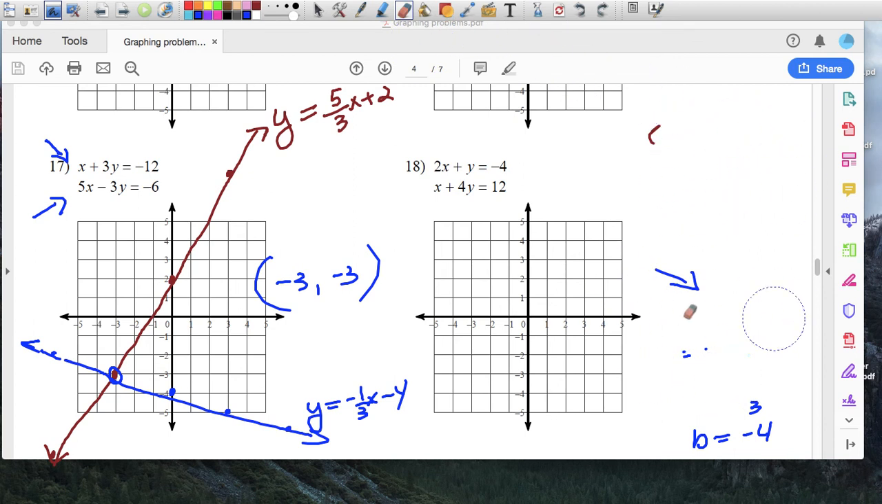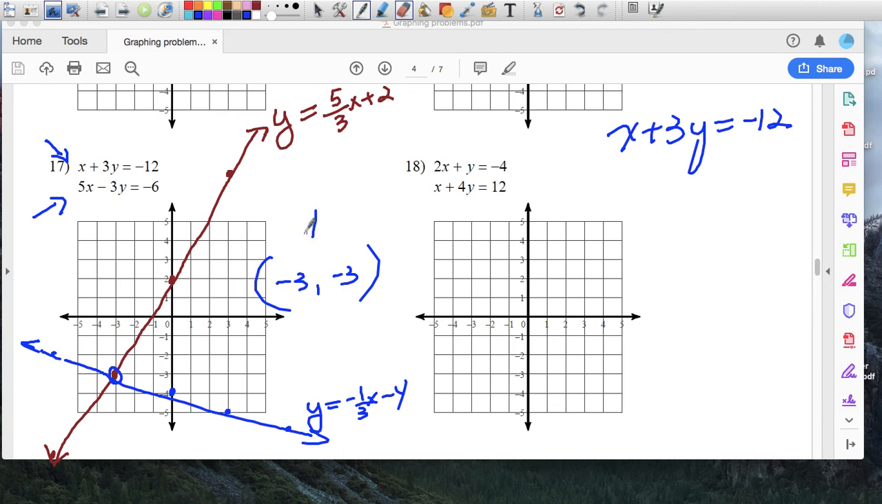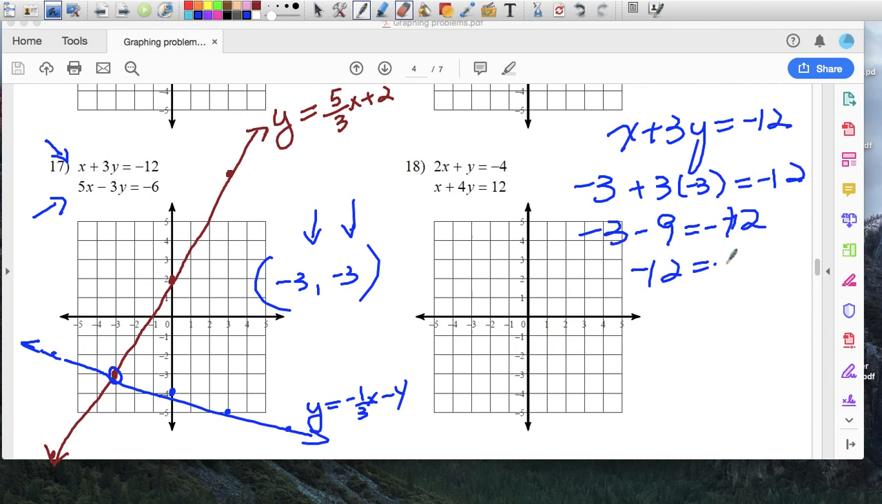And just to prove that, I'm going to take the first equation that says x plus 3y equals negative 12, and I'm going to use this point right here to see if it works. So in place of x and y, I substitute negative 3, so I get negative 3 plus 3 times negative 3, and that should give me negative 12. That's negative 3. 3 times negative 3 is negative 9, and negative 3 and negative 9 is negative 12, equals negative 12. Ta-da!